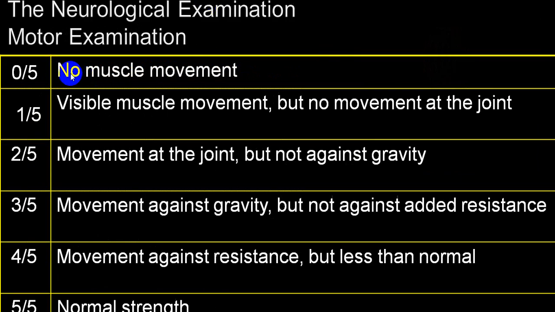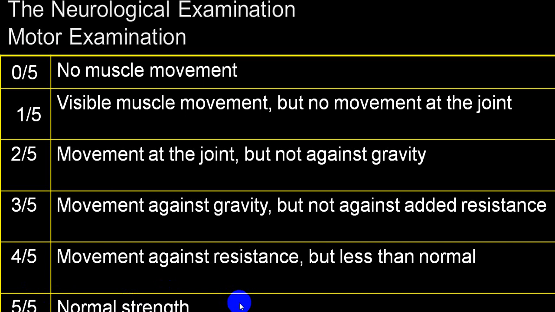So if there is no muscle movement, power 0. And we compare with our own, we call it 5. If there is just flickering movement, we call it 1. If there is movement at joints, but not against gravity, power 2. Against gravity, but not against resistance, power 3. Against resistance, power 4. And full strength, power 5.